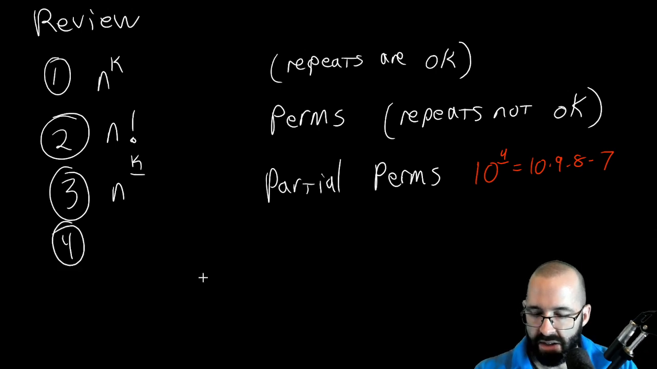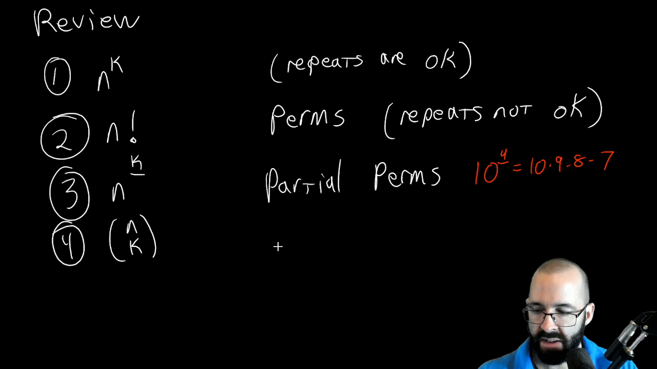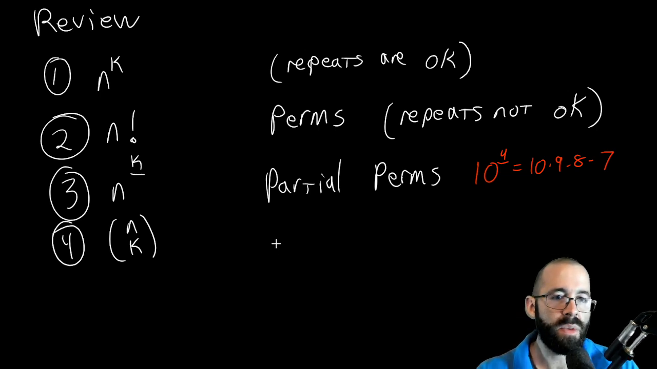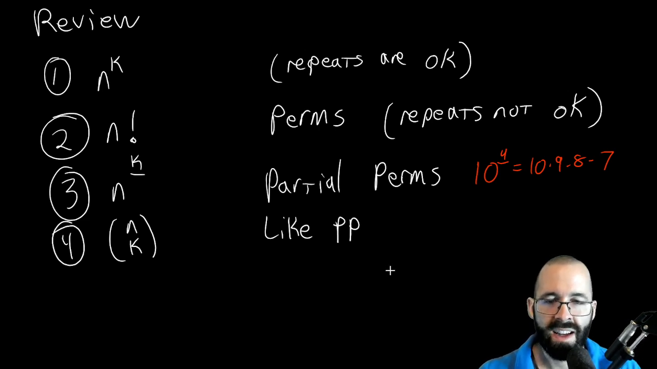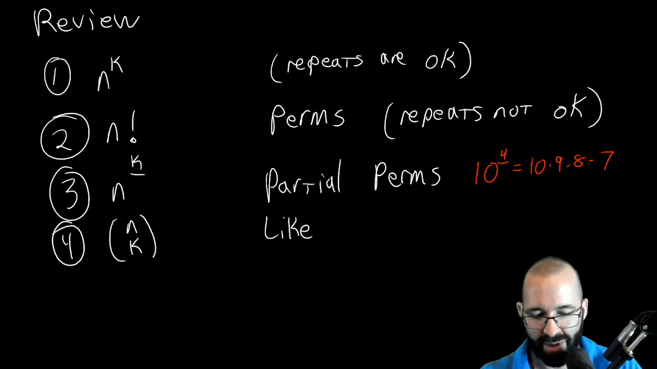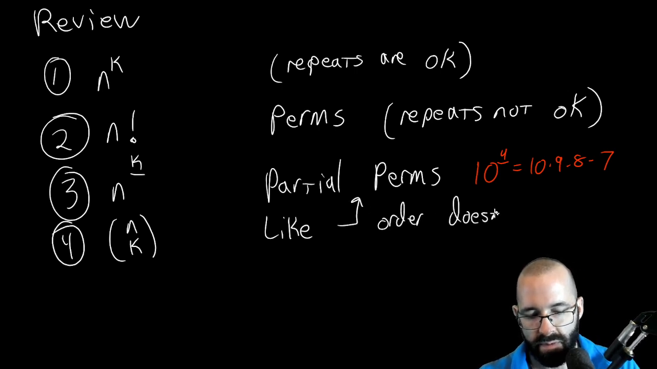And then the last thing that we talked about most recently, right, was combinations. N choose k. Well, this is like a partial permutation, but the order doesn't matter. So it's like this, but order doesn't matter. So these are kind of the 4 things.